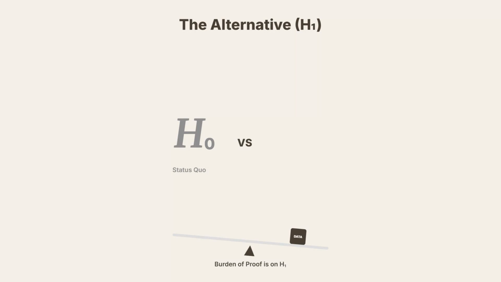Only when we pile on enough data, represented here by heavy evidence blocks, can we tip the scales in favor of the alternative. If we don't have enough data, we default back to the null. We don't say the null is true, we just say we failed to reject it. It's a subtle but critical distinction.